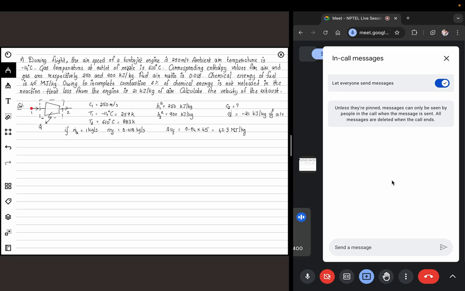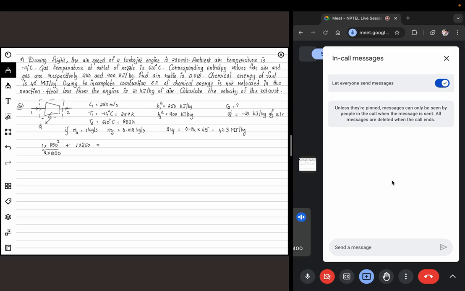We'll do that. So at the inlet, I have my initial velocity to be 250 meters per second, and that is only air. So air mass flow rate is 1 into C1 square into 1000, plus at the inlet, we know m dot is 1 into 250 kilojoule per kilogram. That is the H inlet.